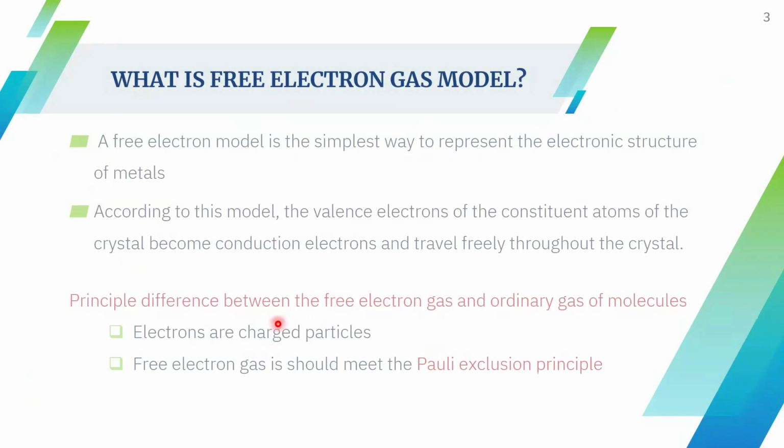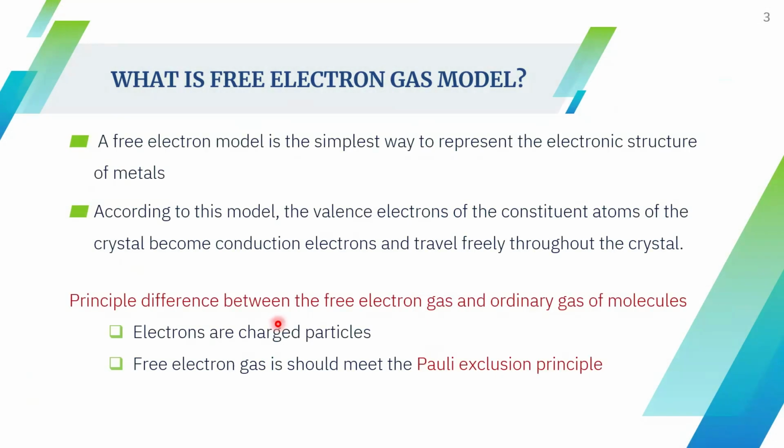And now coming to what is the free electron gas model. We can say in a simple way that the free electron model is the simplest way to represent the electronic structure of a material. According to this model, the valence electrons of the constituent atoms of the crystal become conduction electrons and they travel freely throughout the crystal. So we can understand many physical properties of metals, not only of the simple metals, in terms of the free electron model.